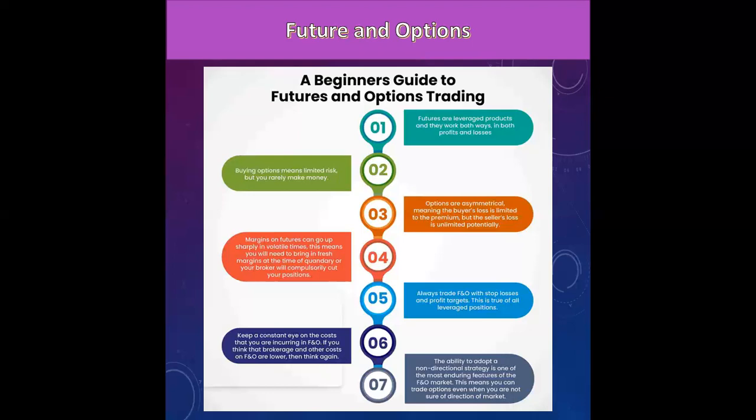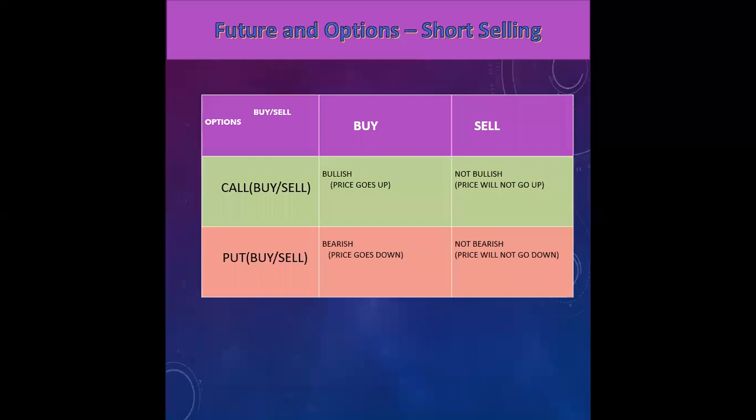So that means what? The seller has an obligation. He has to sell his stock at that price even if the stock goes up, right? That's why the seller will always try to bring down the price whenever you're doing futures and options.